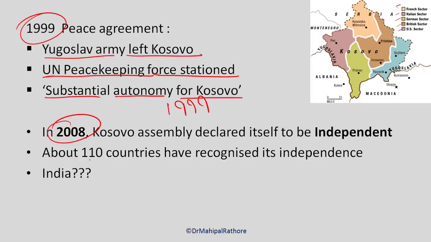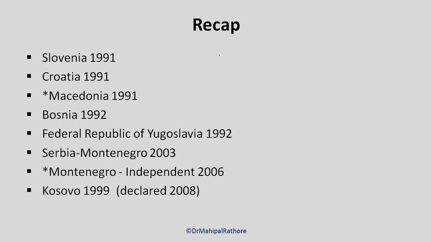As of today, in 2017, about 110 countries have recognized Kosovo's independence. You have to tell me in the comment section whether India and the United Nations both have recognized Kosovo or not. Does India have an embassy in Pristina? Do we have an ambassador in Delhi who is the ambassador of Kosovo? Tell me in the comment section. So with this, we come to an end to the Yugoslav wars.